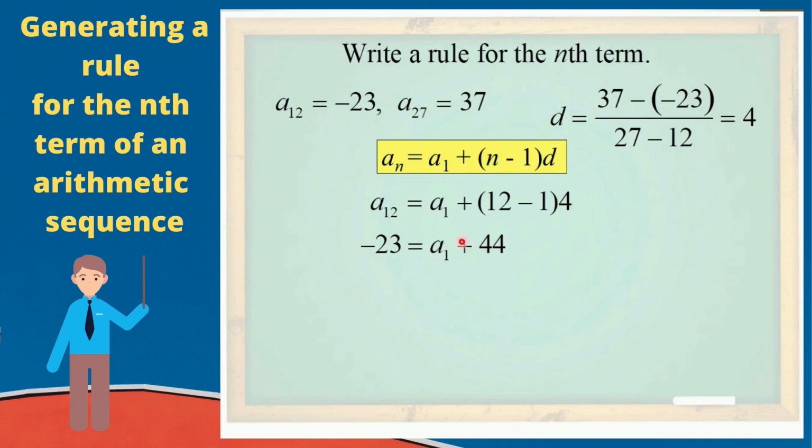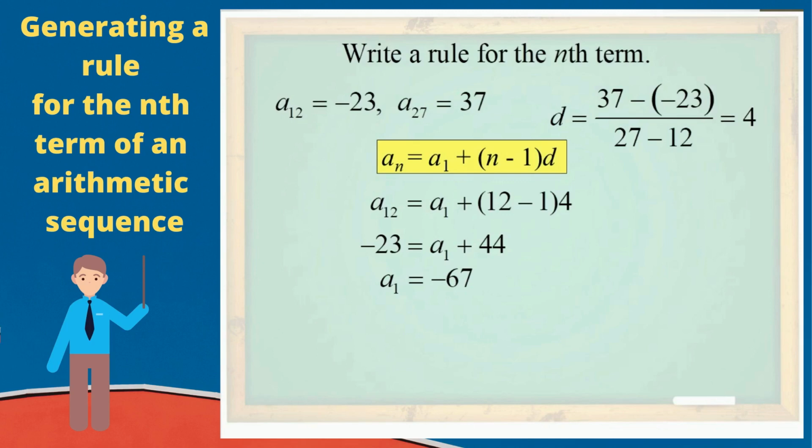So to find the value of a sub 1, we use again the addition property by adding negative 44 to both sides of the equation. So 44 plus negative 44 is 0. Therefore, only a sub 1 will remain on the right side of the equal sign. And negative 44 plus negative 23 is negative 67. So we now have the value of a sub 1, or the first term.